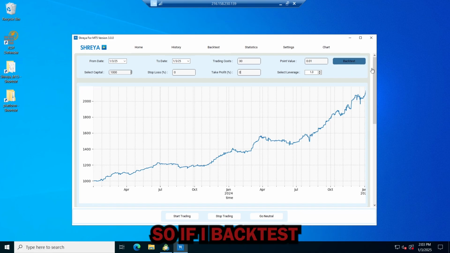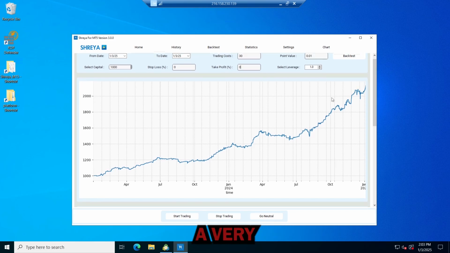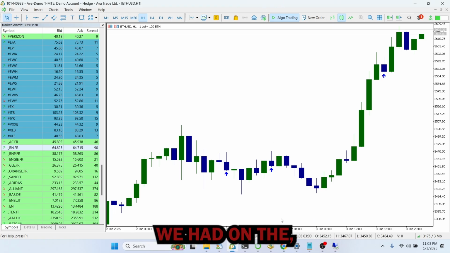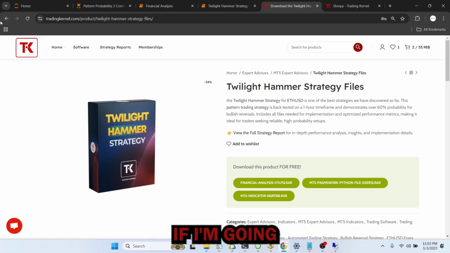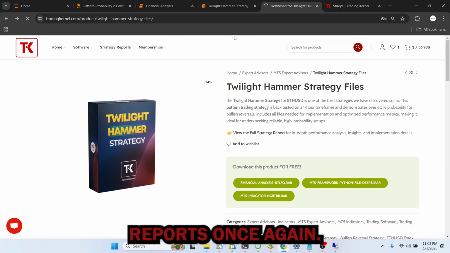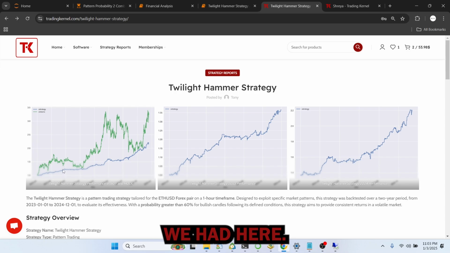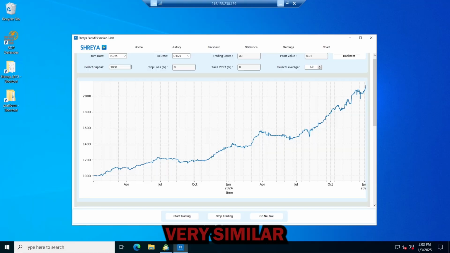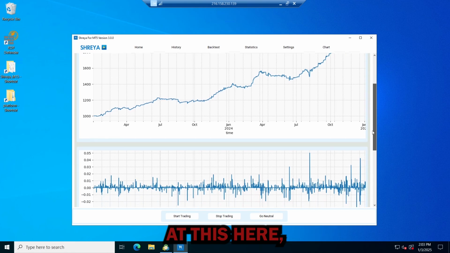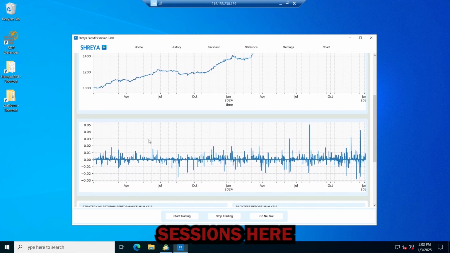If I backtest this here, you can see we have a very similar performance to what we had on the strategy reports. Let me load the strategy reports once again. You can see we had a very similar performance to what we had here. Looking at this, we also have the trading sessions here, which is all of the trading sessions.